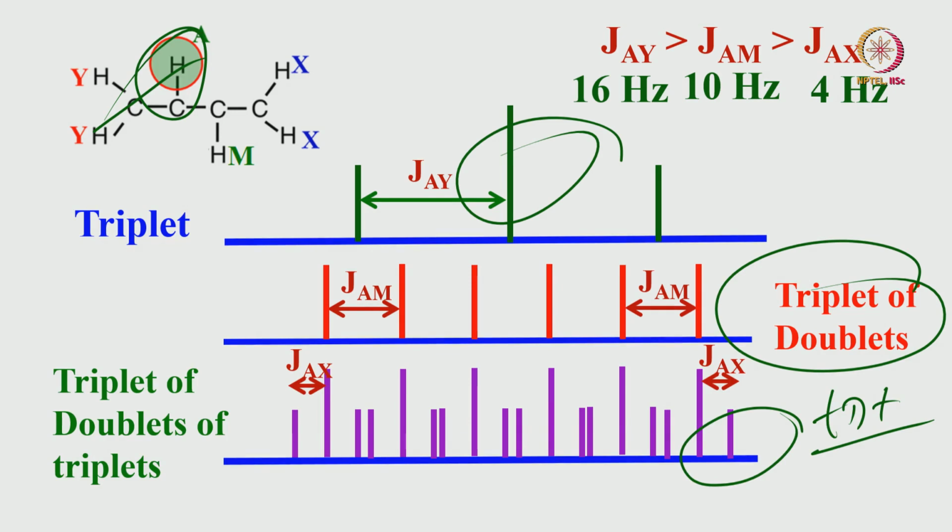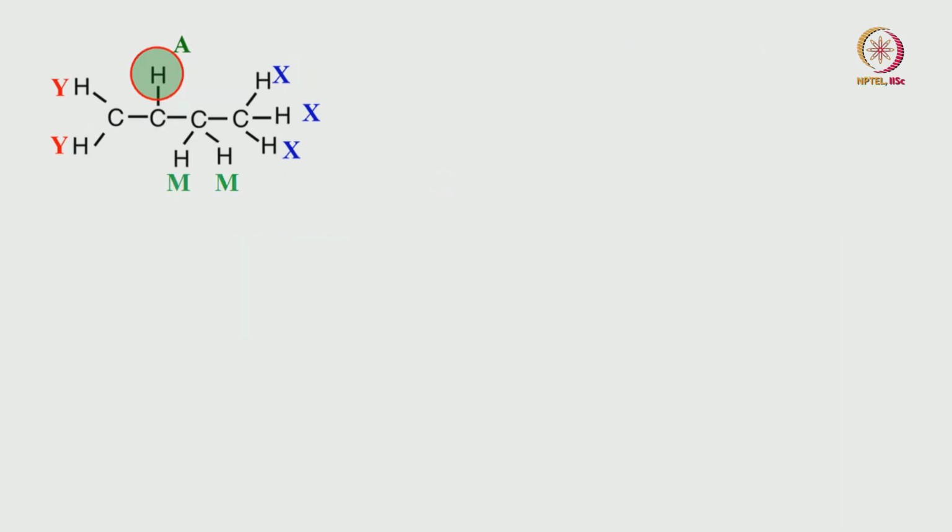As I always said, this separation gives you the coupling, and you identify the particular pattern. If you go by the family tree, this separation gives you AM, and the center of this to any of these lines gives you the AY coupling. Like this you can analyze and get the coupling information, but the pattern you have to identify is important. This is called a triplet of doublets of triplets.